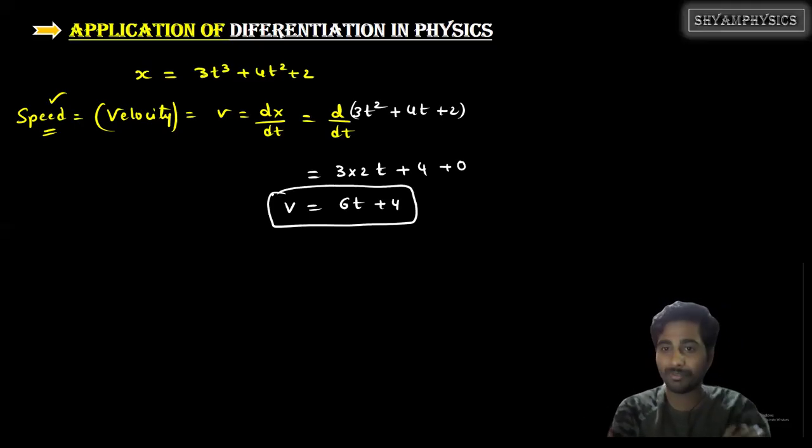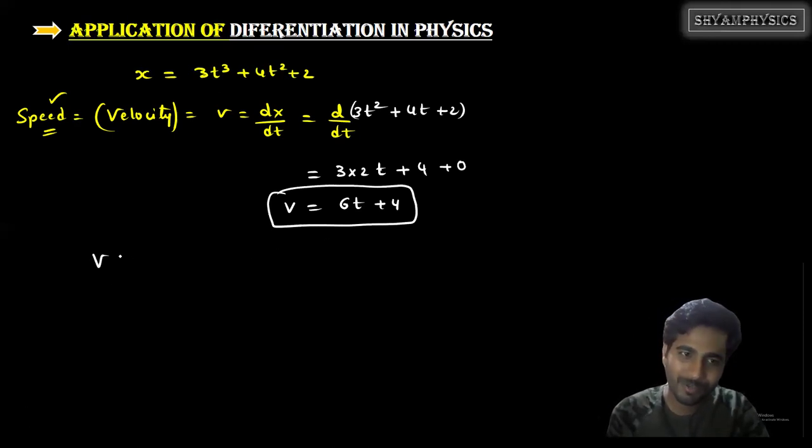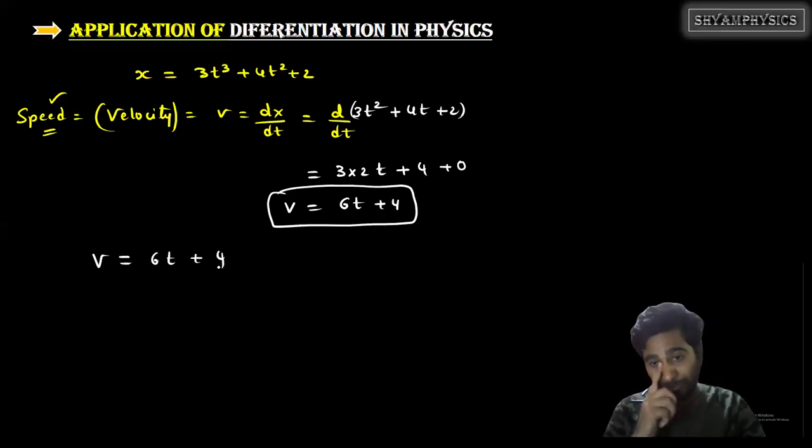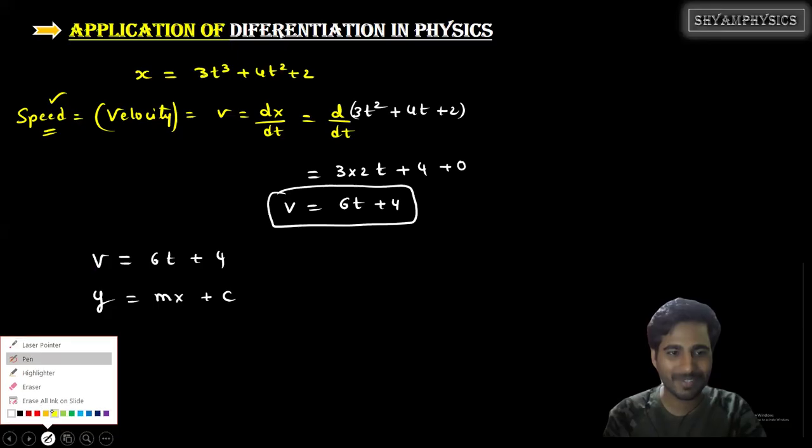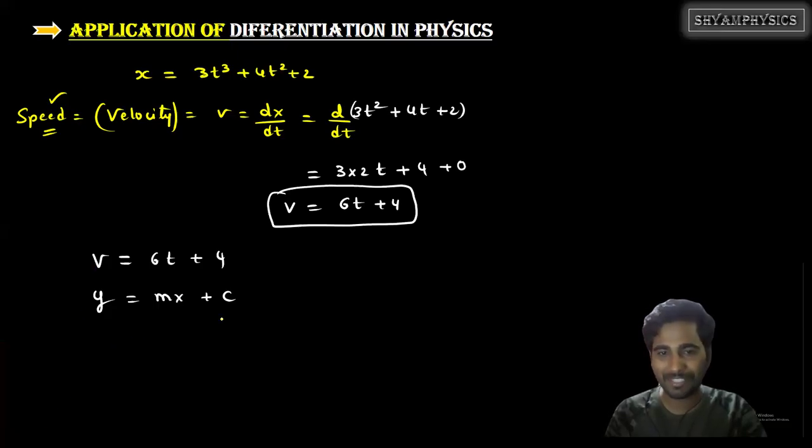Going forward, I will let you know each and every chapter. Meanwhile, try to understand what is actually going on. Now look at this equation. What you got here? V is equal to 6t plus 4. Wonderful. Look at that one. This equation is looking exactly like y is equal to mx plus c. Unfortunately, I received this answer. y is equal to mx plus c, a straight line equation you got.